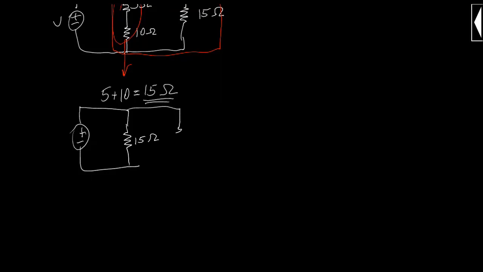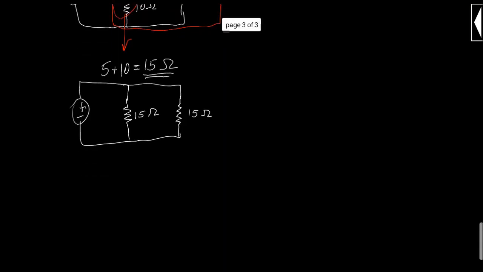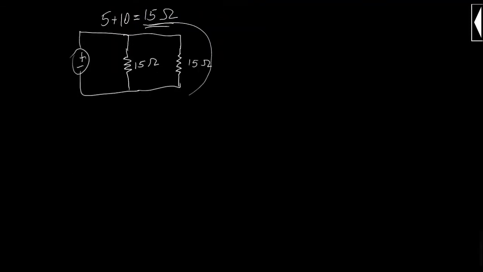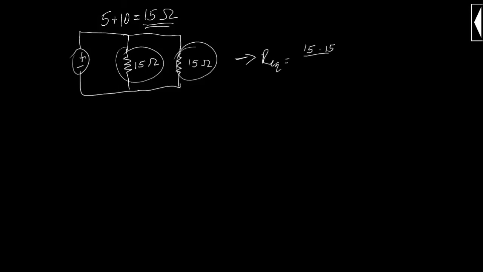And then that's still in parallel. This 15 ohms that we added up is still in parallel with the other 15 ohms. And then to find the total equivalent resistance, we just add these two in parallel. So using our little shortcut, we can say R equivalent equals 15 times 15 over 15 plus 15, which is 225 over 30, which is probably not a nice number either, but it works out. 7.5 ohms.